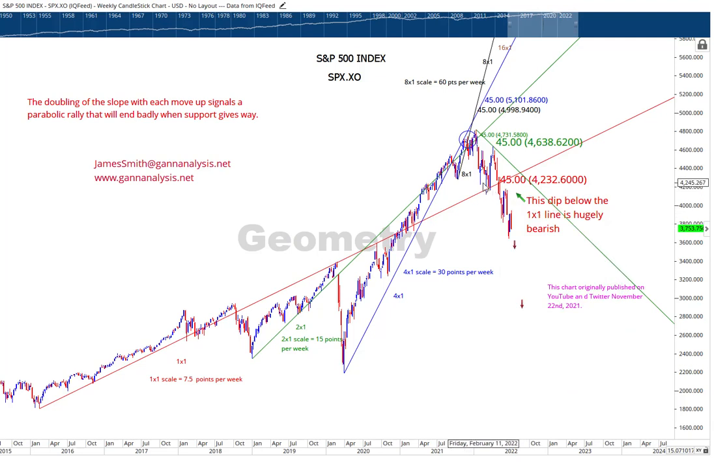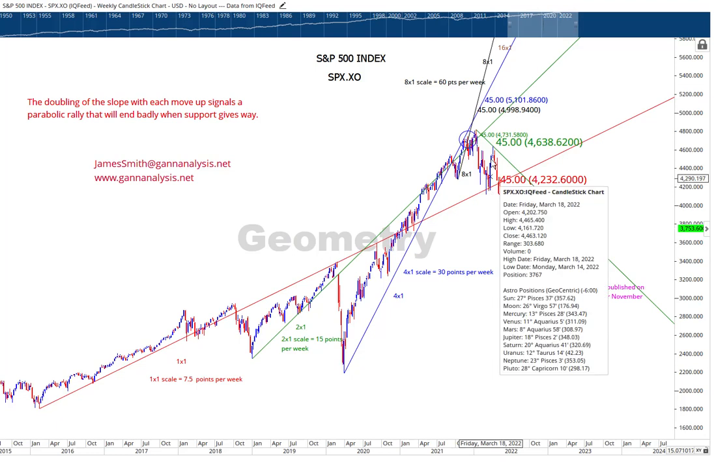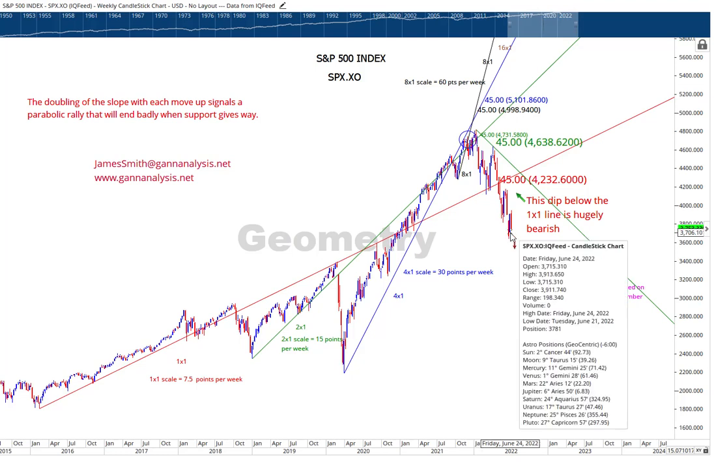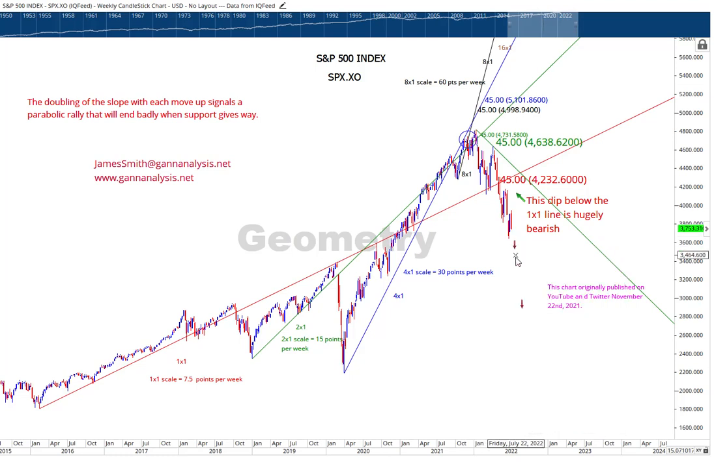We're in real trouble because it formed support here, rallied back, found resistance on a 2x1, and then started the big move down. The question you might have in your mind now is, how far is it going to go down? When will it bottom? Good questions, very good questions.